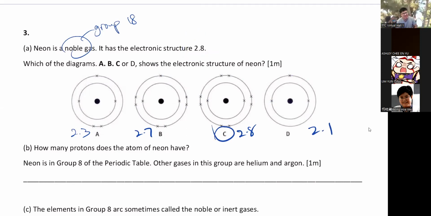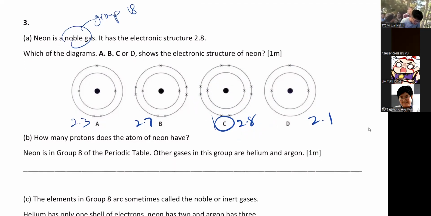So even if they ask this in an exam, you can see the question is quite easy. Just counting only, man. First shell got 2, second shell got 8. This is just basic counting. If you can count, then that's all. Most likely they won't ask you to draw. 应该是不叫你画啦. Most likely. I don't know about your school.